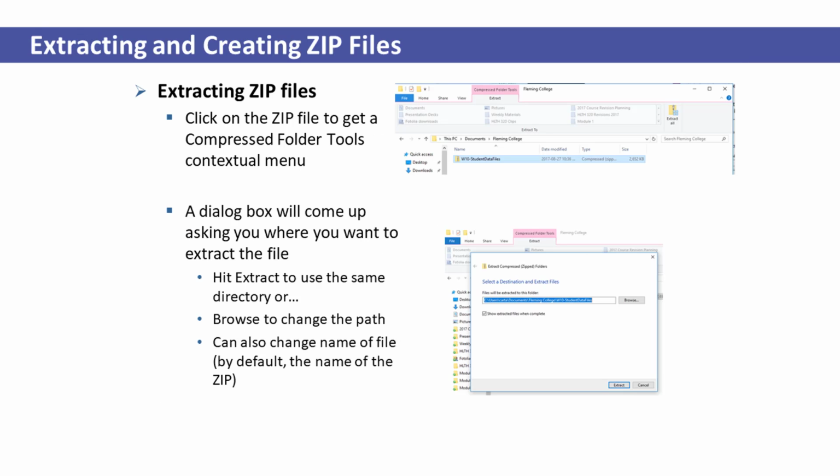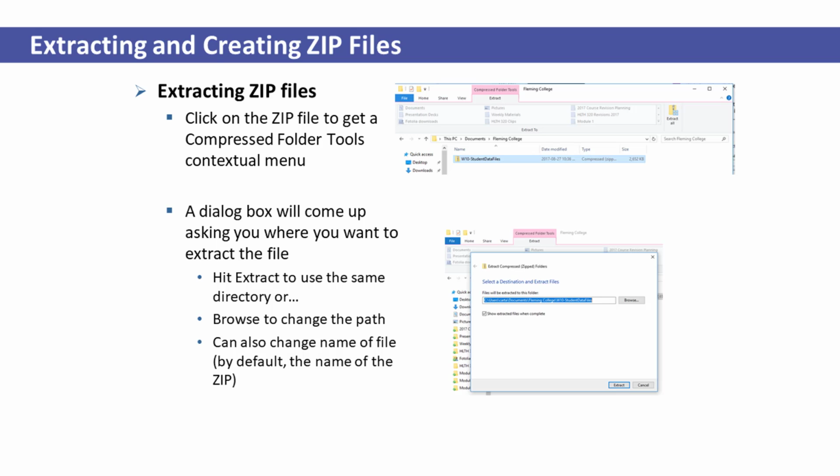It's very easy to work with zip files within File Explorer. In order to extract a zip file, you click on the zip file you want to work with, and you will see in File Explorer that a contextual menu will come up, giving you a number of tools you can use when working with compressed files. In order to extract it, highlight the file you want to extract and just click on the Extract button.